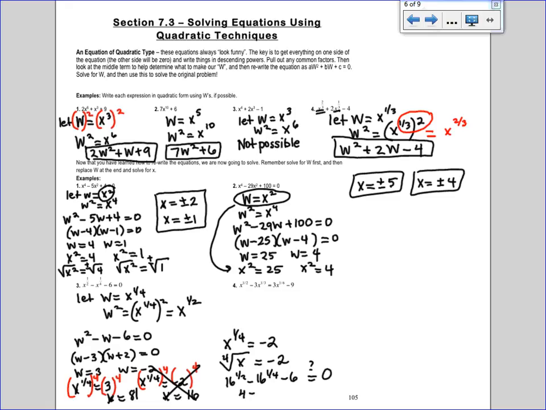16 to the 1/4 is the 4th root of 16, which is 2. Minus 6, so I get 2 minus 6, which is negative 4. That does not equal 0. So that's how you would know that that does not work.